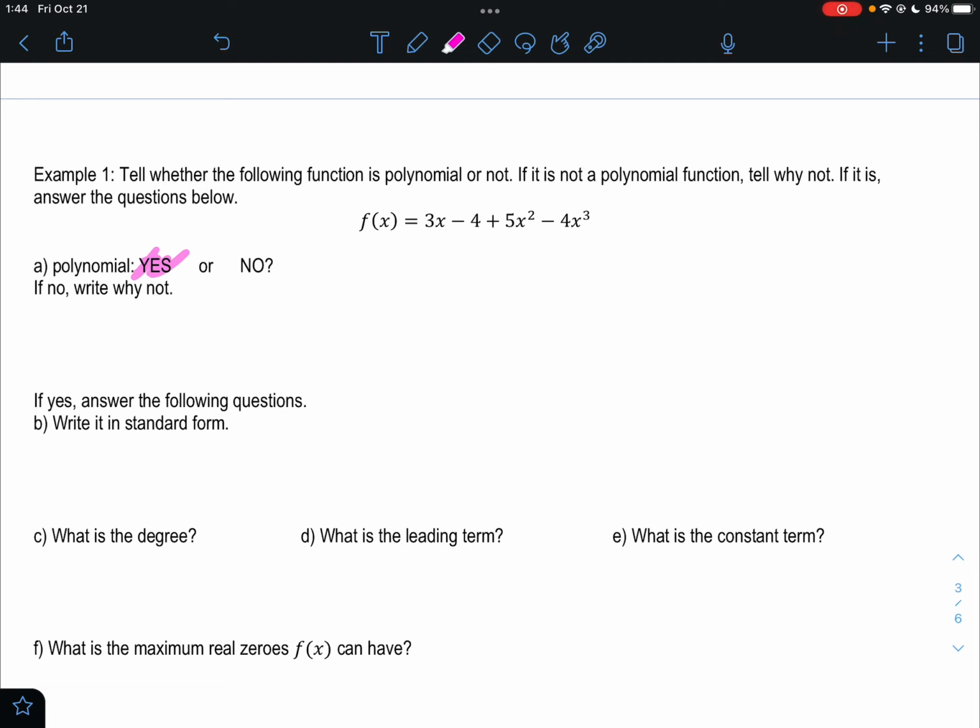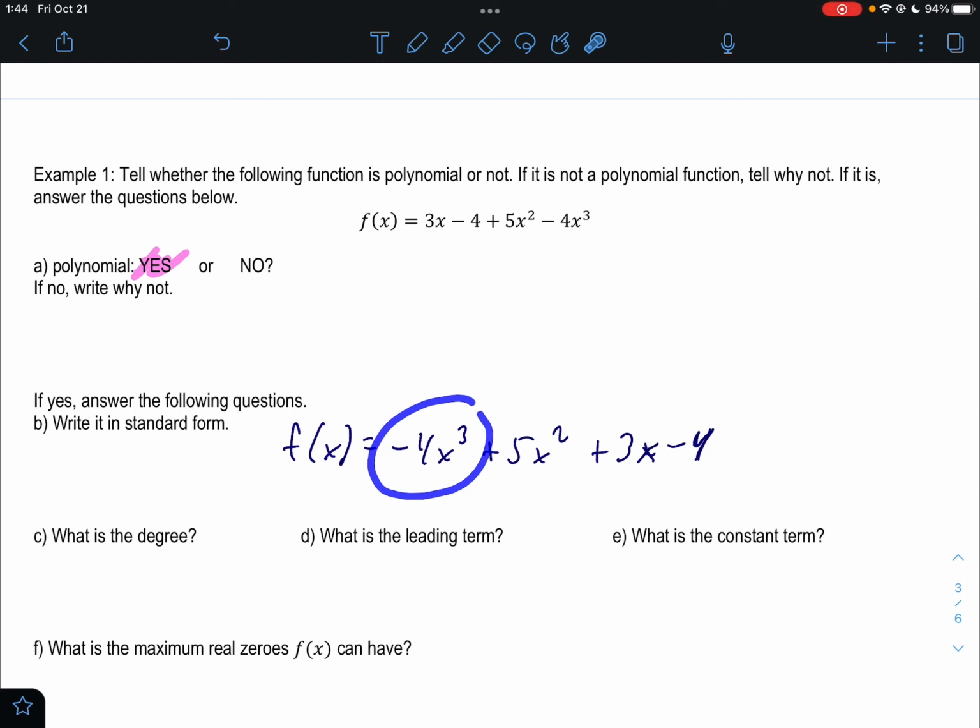So write it in standard form. Standard form just means to multiply it all out if necessary, which there's nothing to do here. But then also to write it in descending degree order, like so. So now we can see the degree clearly is right there. The degree is 3. The leading term is negative 4x cubed.